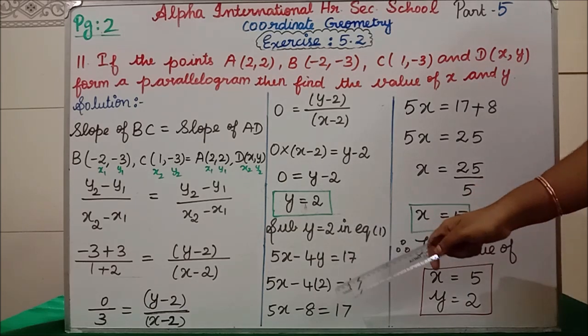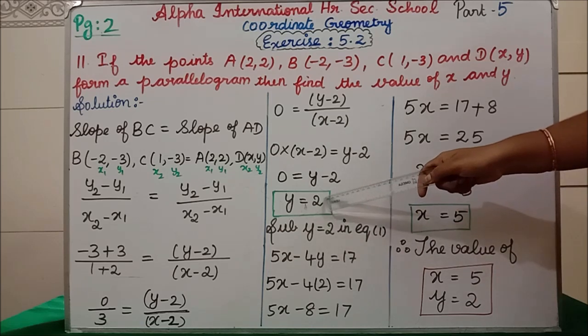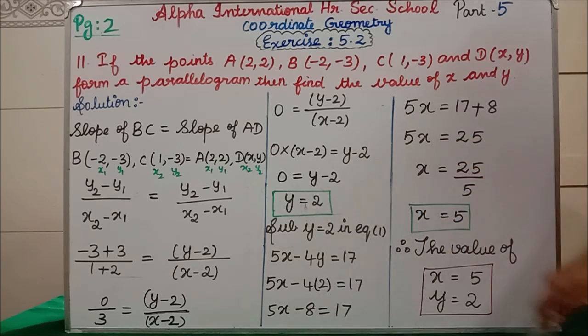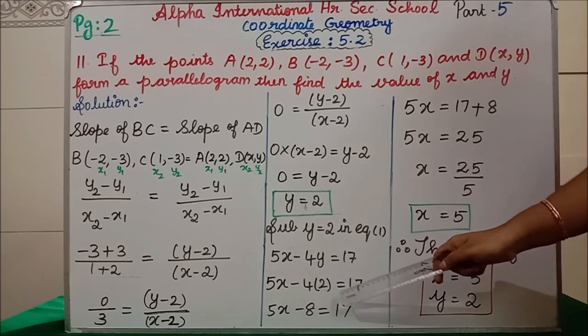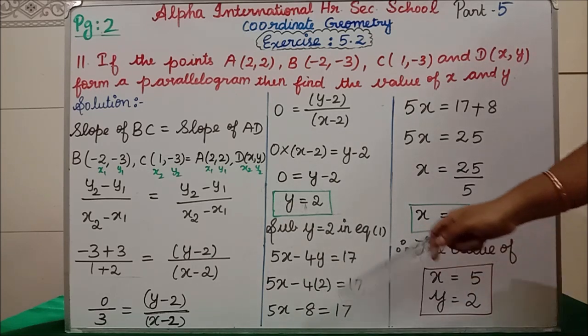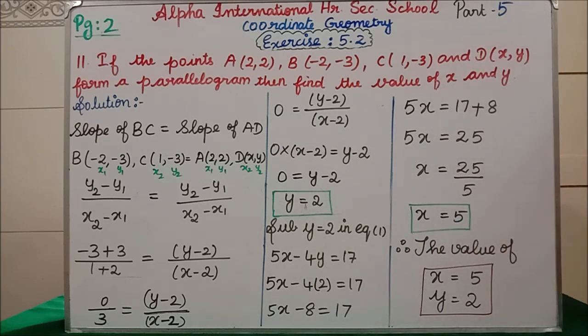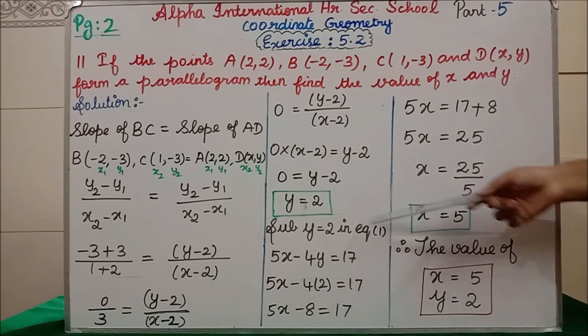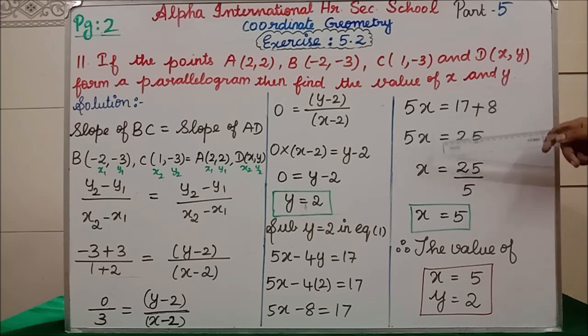So 5x minus 4, and in the place of y we have the value 2. So substitute that value here: 5x minus 4 into 2 equals 17. 4 twos are what? 8. So 5x minus 8 equals 17. Take the minus 8 to this side and you will get positive 8. So 5x is equal to 17 plus 8, which is equal to 25. This 5 will come and divide, so 25 divided by 5 is 5. Therefore, the value of x is equal to 5 and y is equal to 2.